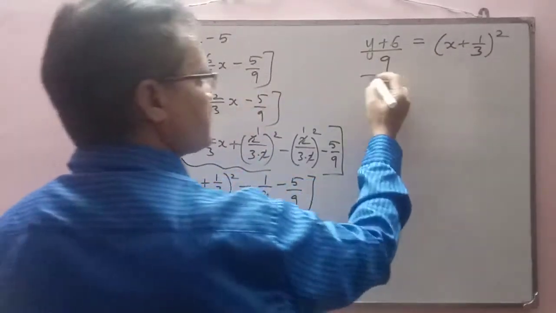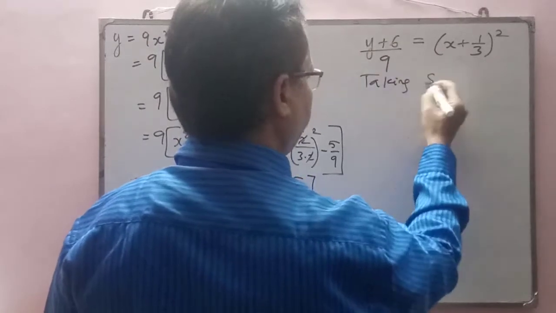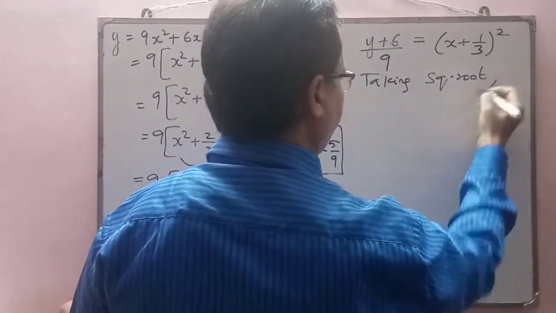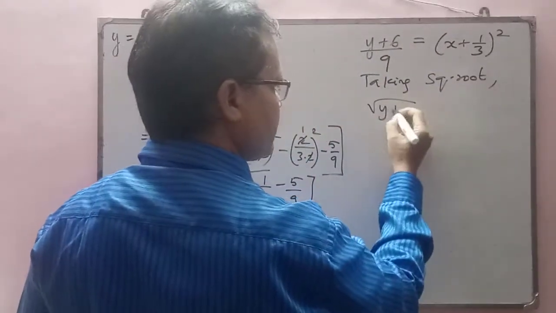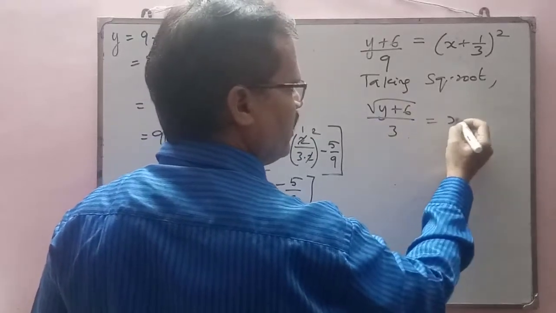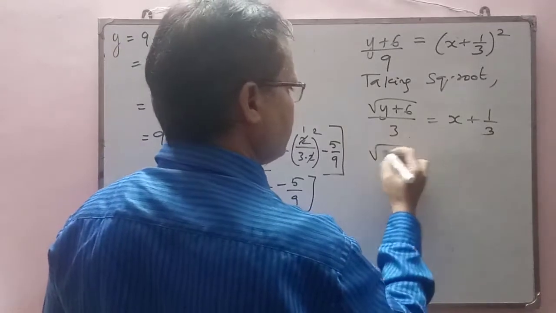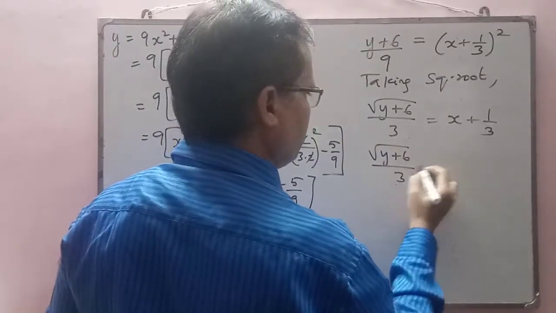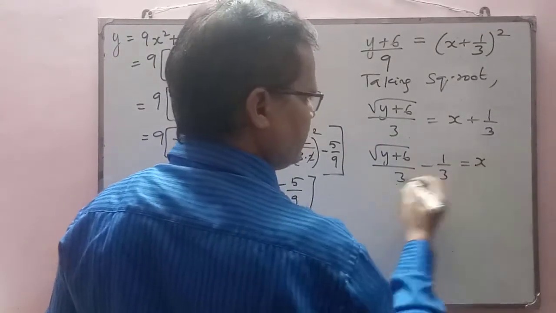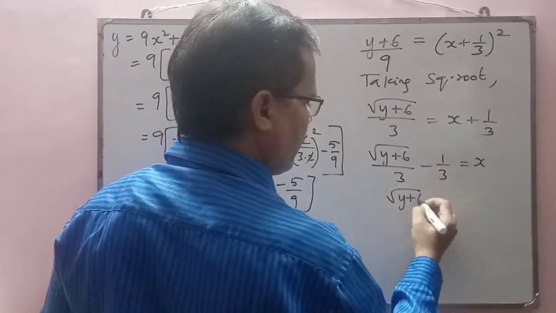Taking square root on both sides, what will you get? Root of (y plus 6), square root of 9 is 3. Here it changes to 1 by 3. Move that 1 by 3 to the other side. Root of (y plus 6) by 3 minus 1 by 3 equals x. The denominator is the same, so you can add.